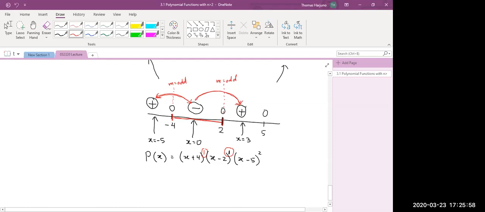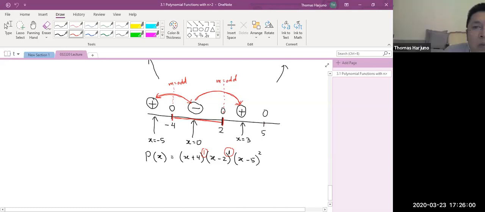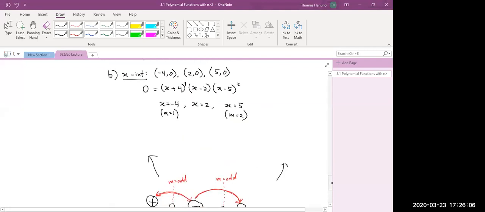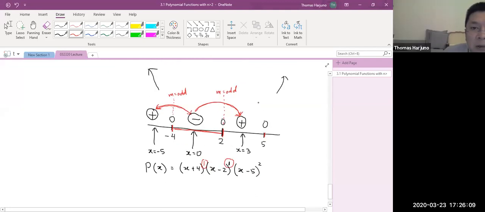Yes. Now you see that when x equals 5, that's a zero with what multiplicity? Multiplicity of 2. Because the multiplicity is even, when I jump across, I will keep the sign.